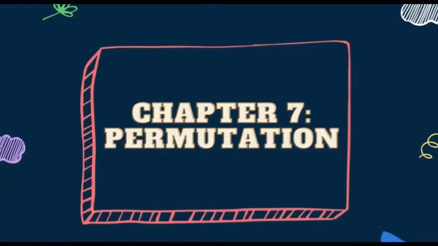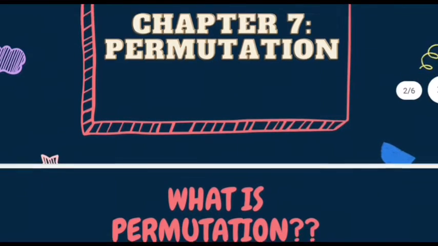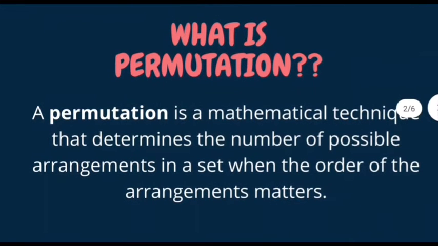So today I would like to teach you guys about chapter 7 permutation, which is subtopic 7.1. So what is permutation? Permutation is a mathematical technique that determines the number of possible arrangements in a set when the order of the arrangement matters.